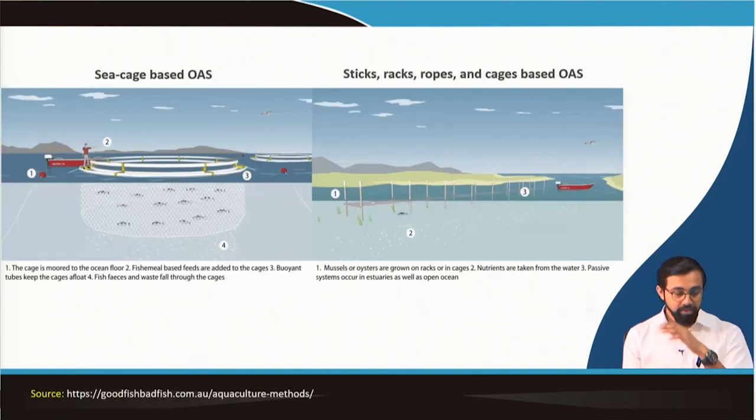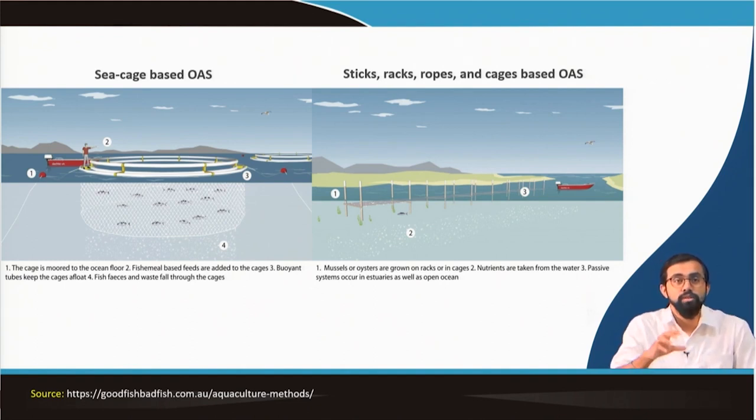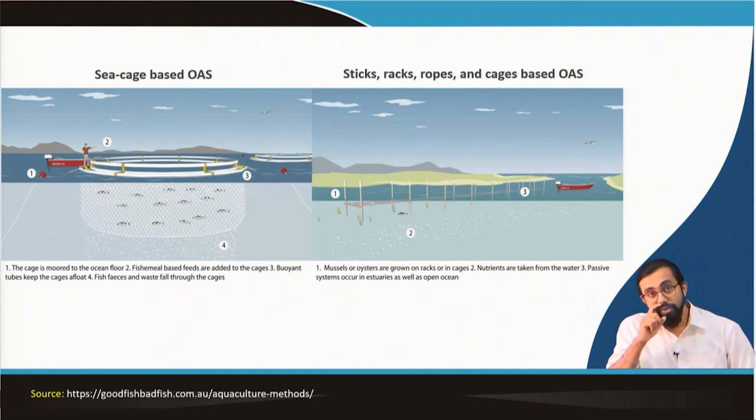You can see in this picture, the first one is the sea cage based open aquaculture system, where the cage is anchored to the ocean floor, and the fish meal is provided artificially. You can see the number 2. It is added to the cages, and these buoyant tubes, which we sometimes call floating tubes or floaters, keep the cage afloat. And with the fish, you can see the amount of loss it can cause, all the fish feces and also the waste or the uneaten feeds.